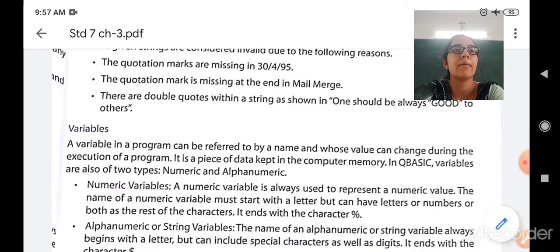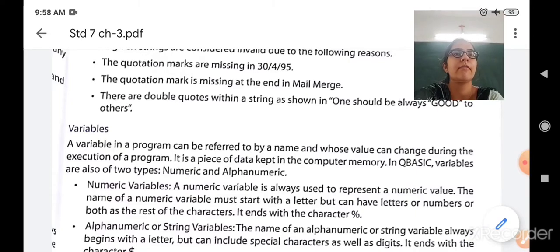Now let us talk about variables. So what are variables? A variable in a program is referred to by a name and its value can change during the execution of the program. As I have already told you, constants do not change their value; it remains unchanged during the execution of a program, while a variable is referred to by a name.